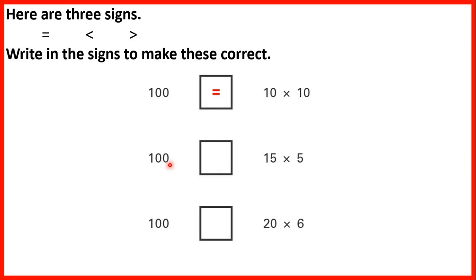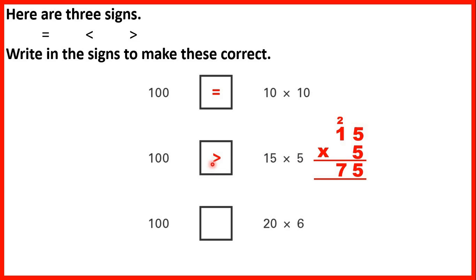And now we need to compare 100 and 15 times 5. So let's work out 15 times 5. We can use short multiplication and that gives us 75. So 100 is greater than 75, so greater than 15 times 5.